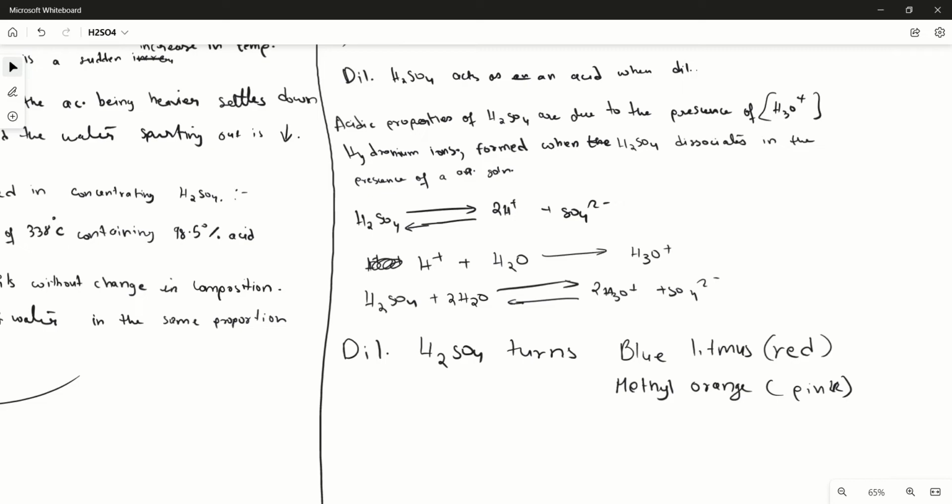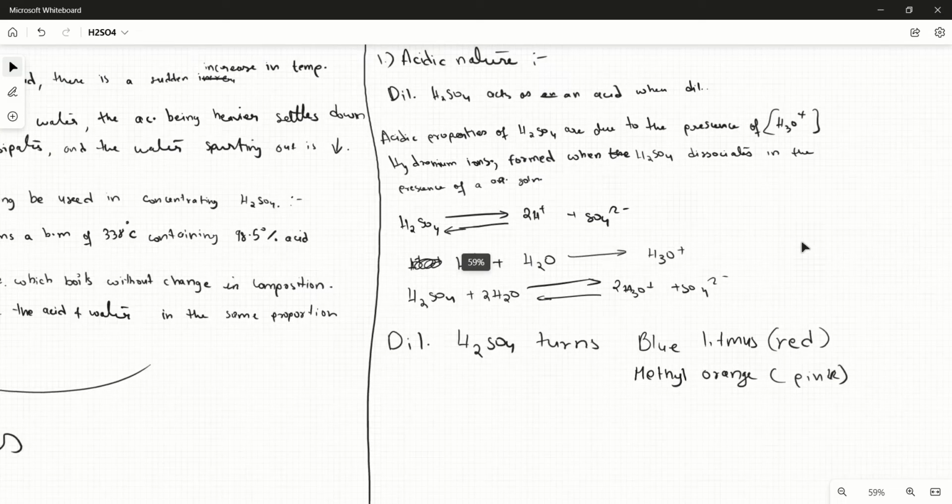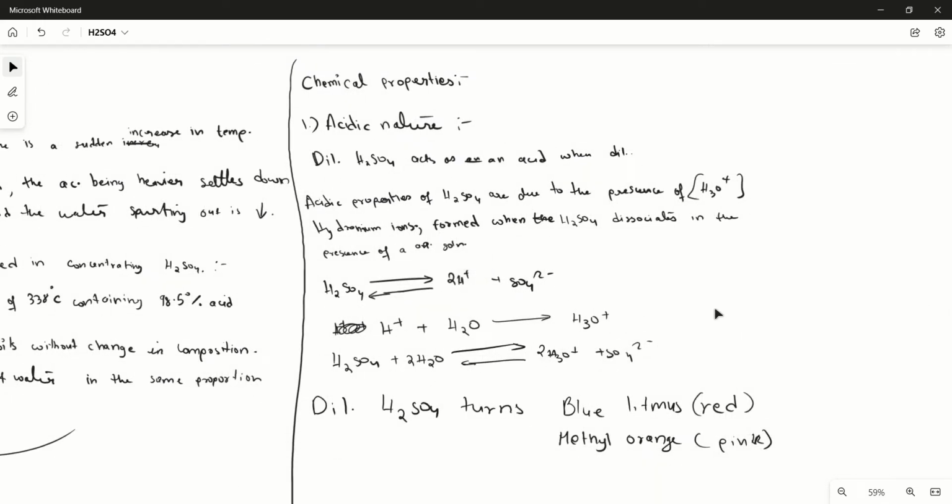Okay, wait one second. Let's talk about a few things. This is all about acidic nature. After that, we'll talk about how it's a dibasic acid, then a non-volatile acid, and also as an oxidizing agent, and also as a dehydrating agent.